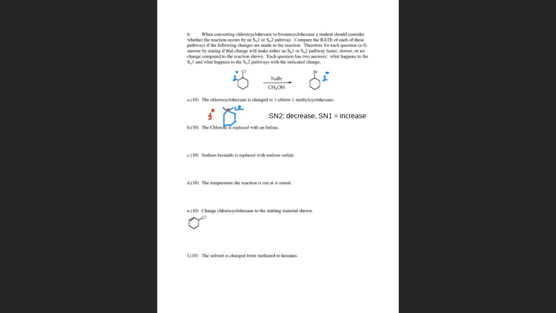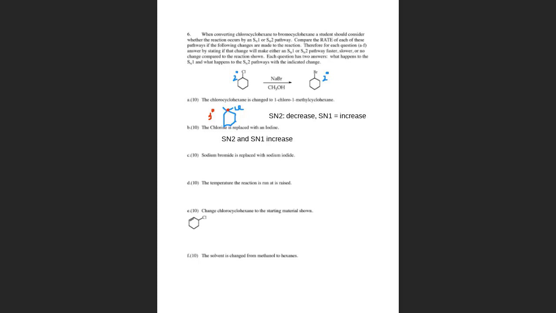All right, so now let's look at B. The chlorine is now replaced with iodine. Either way, when comparing chlorine and iodine, which is a better leaving group? Yeah, so iodine is a better leaving group, and this means that both SN2 and SN1 would be faster. The rate would increase.